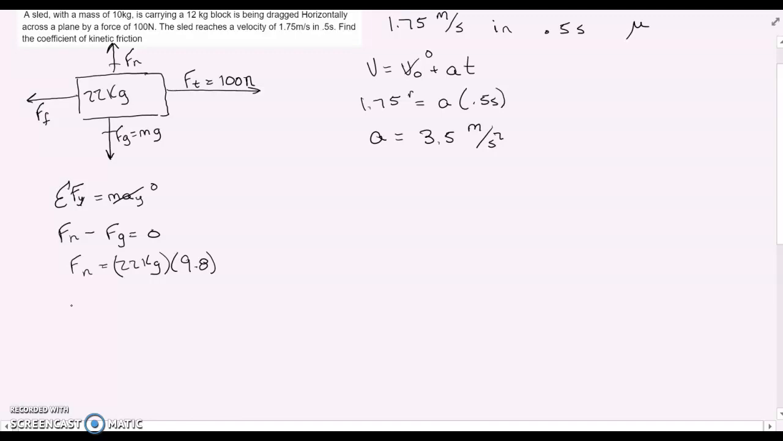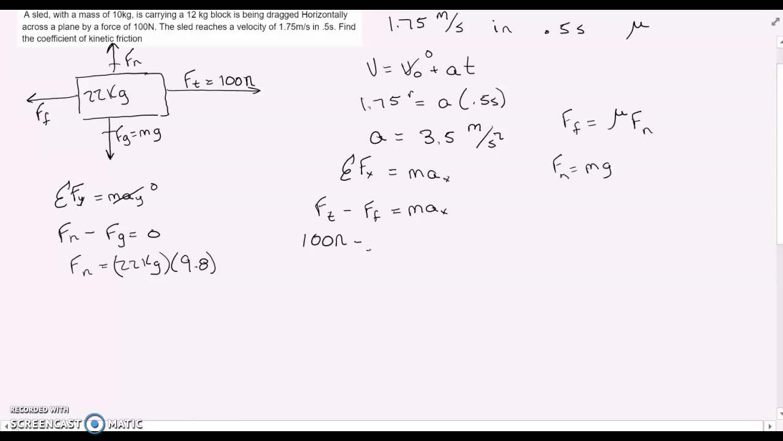So, going back, our sum of the forces in the x equals mass times acceleration in the x. We have a force tension going right minus a force of friction going left equals mass times acceleration. We can plug in our numbers. Force tension is 100 newtons minus our equation for force of friction equals mu times our force normal. We know our force normal equals mg.